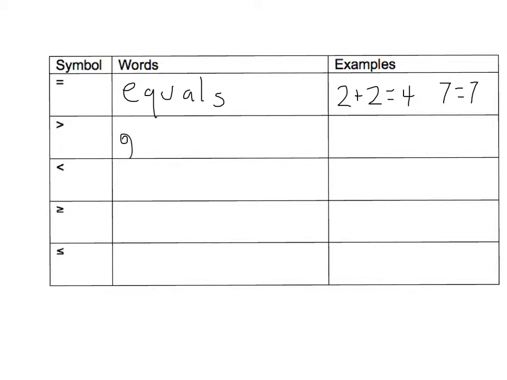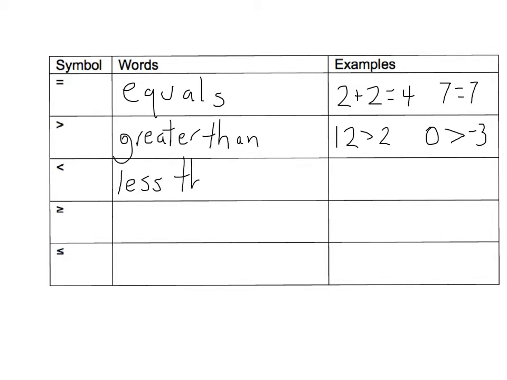The next symbol is greater than, and that means that the big number is going to be on the left, so something like 12 is greater than 2, or 0 is greater than negative 3. Then we've got a less than symbol, so the big number is going to be on the right. Something like 99 is less than 100, or negative 7 is less than negative 1.